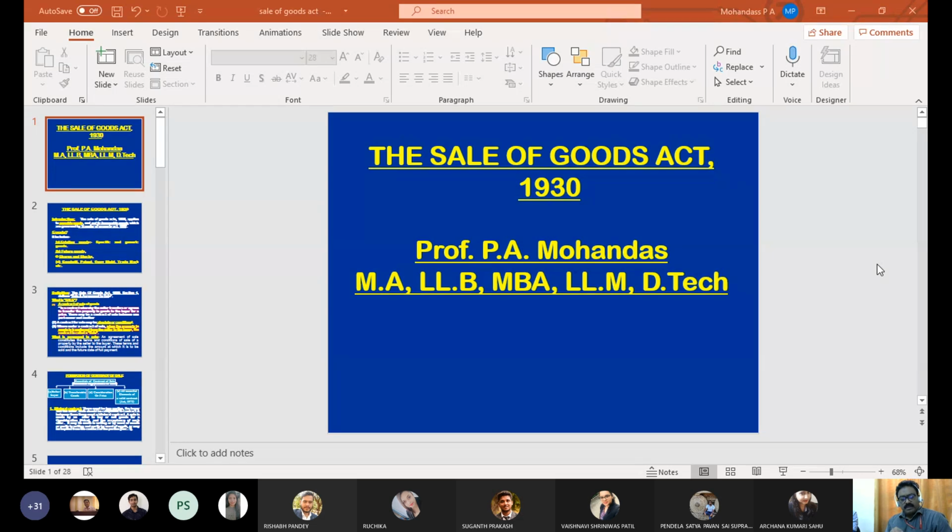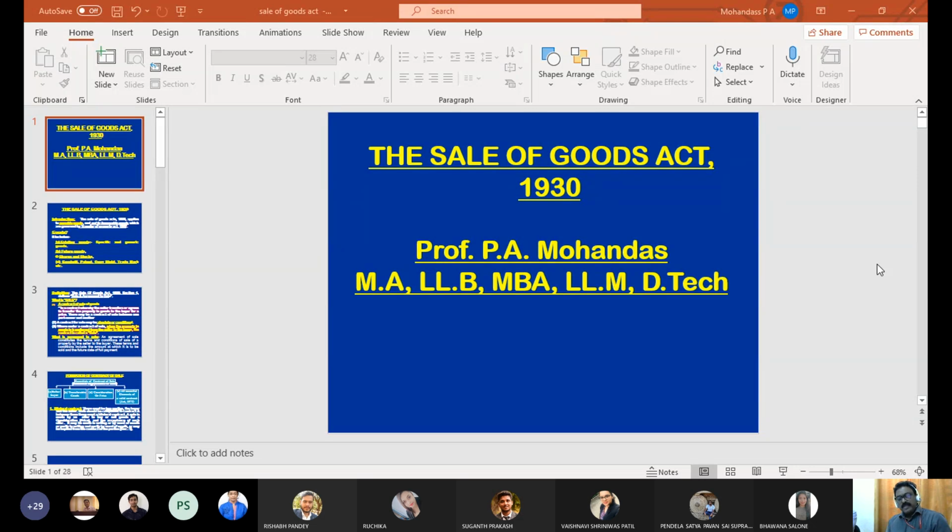There are 2 types of property. One is called immovable property. Immovable property means the property which is fixed in nature. Land, building, factory, apartments, houses, all these are immovable property. There is a separate law for that, that is the Transfer of Property Act 1882. That is for the LLB student. There is no syllabus for you.